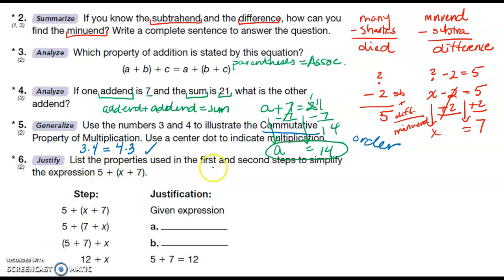Number 6, list the properties used in the first and second steps to simplify the expression 5 plus x plus 7. So we're given 5 plus x plus 7. What I notice from here to here is that the order changed. The parentheses are still in the same spot, but they flipped it. So when the order changes, that's the commutative property. Then from here to here, I notice the parentheses changed. At first it was here, and now it's up here. So when the parentheses change, it's the associative property. And then that means you can add 5 and 7 and make 12, and that works out like that.